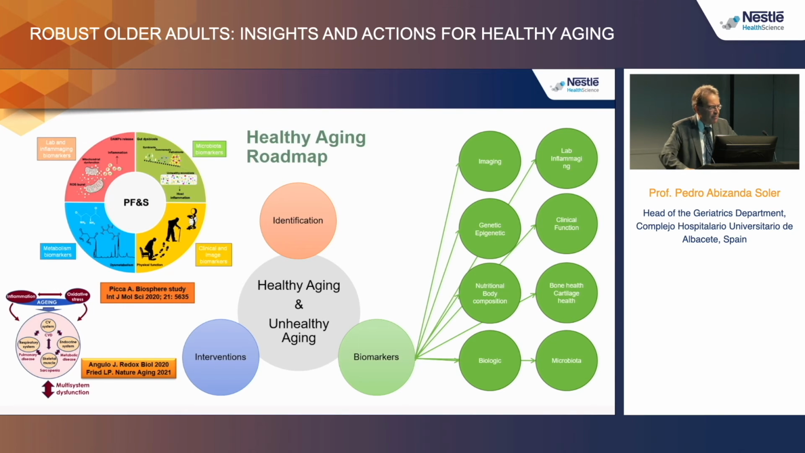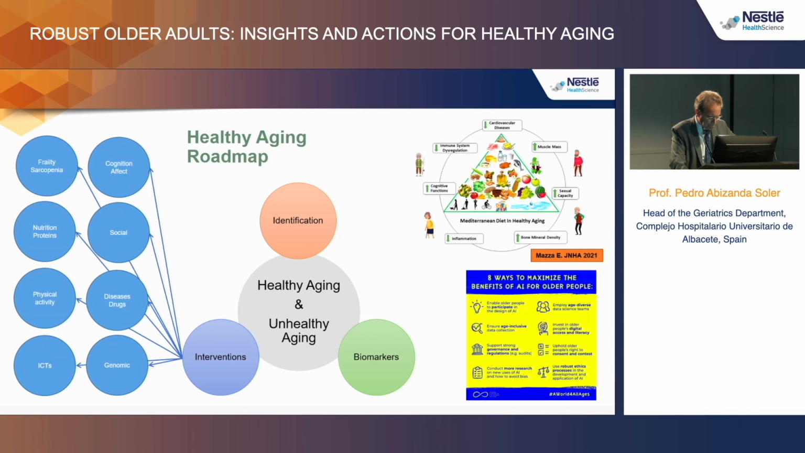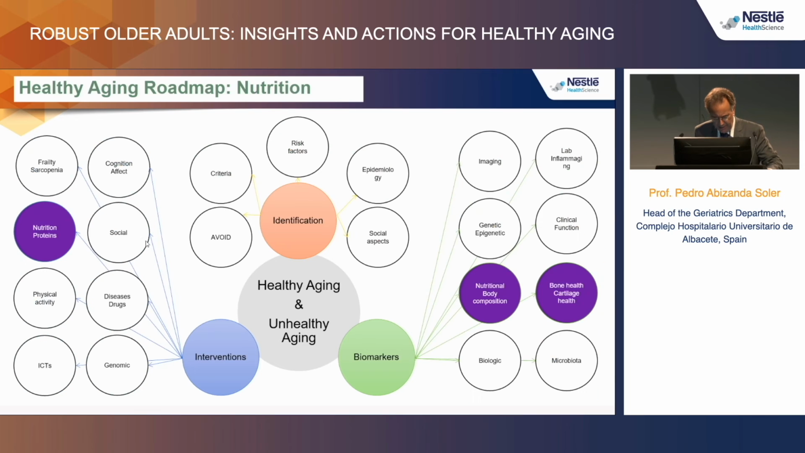Regarding biomarkers, our speakers will talk about biomarkers in the future, but of course there are some nutritional and body composition biomarkers, and there are some works in Italy and Spain, and I'm sure in other countries, regarding biomarkers for healthy aging. And of course, we will need to do interventions, probably also in the middle ages, about frailty, sarcopenia, cognition, social aspects, physical activity, nutrition and proteins, things like that.